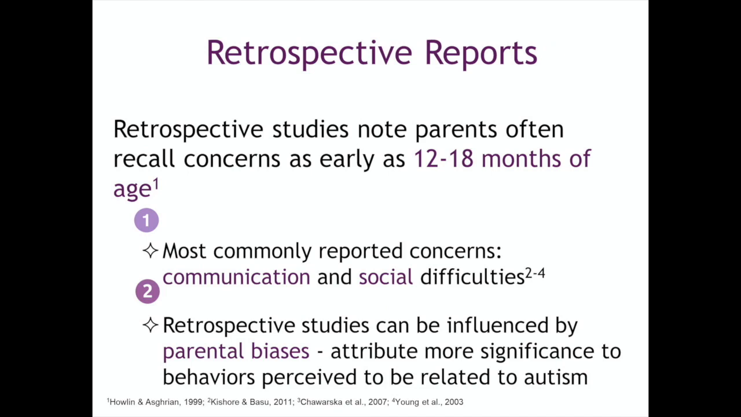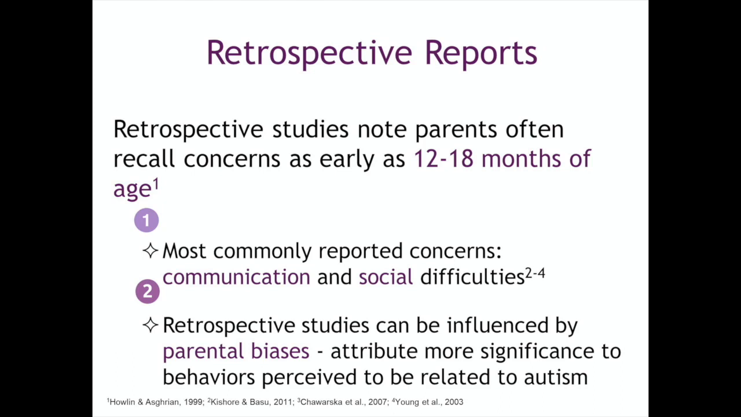So they'll recall, when my child was 12 months, they weren't really saying words yet. When my child was 18 months, they still weren't really saying words. The most commonly reported difficulties were communication and social difficulties, which is not that surprising because those are the hallmarks of autism. But these retrospective studies can be influenced by parental biases. If you're trying to tell them about when your child had autism, you're probably going to try to remember the things that are most linked with autism, and sometimes you might not think of things that aren't necessarily social or communication related.